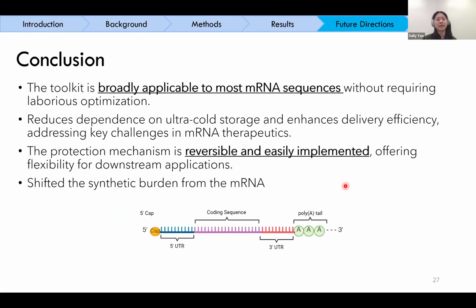And this leads to the end of my talk, where hopefully I convinced you that our toolkit is broadly applicable to most mRNA sequences, as all mRNA natively has polyadenine strands. It's a really easy toolkit to use: just by adding cyanuric acid and mRNA together and simply mixing, it will make this triple helix structure. So it's very applicable and very easy to use.